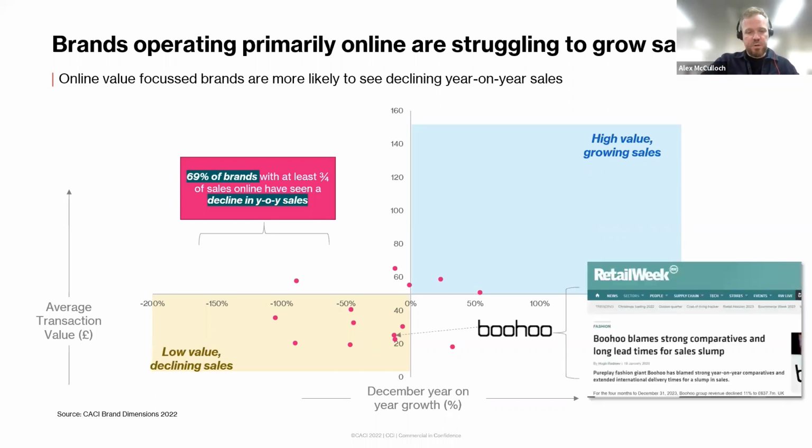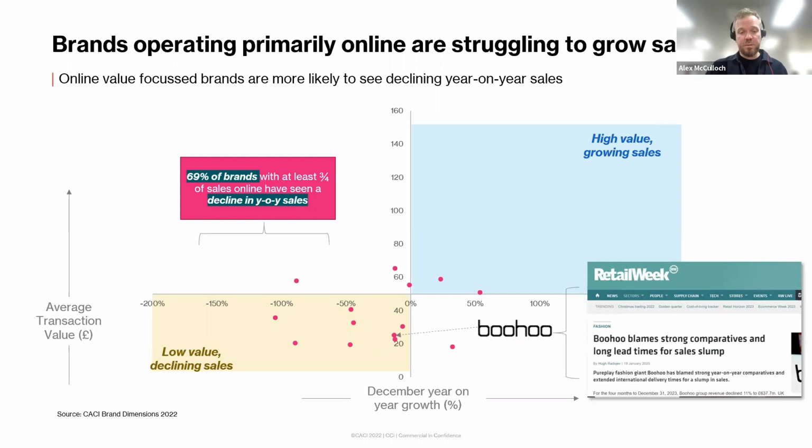As an example, let's take Boohoo. They reported last Thursday that sales slumped by 11%. We can see in our data that this was the case. That's a circa 11% decline in our December data, as highlighted by the point Rachael made earlier around their strong comparatives. Basically, they couldn't maintain that post-pandemic momentum.